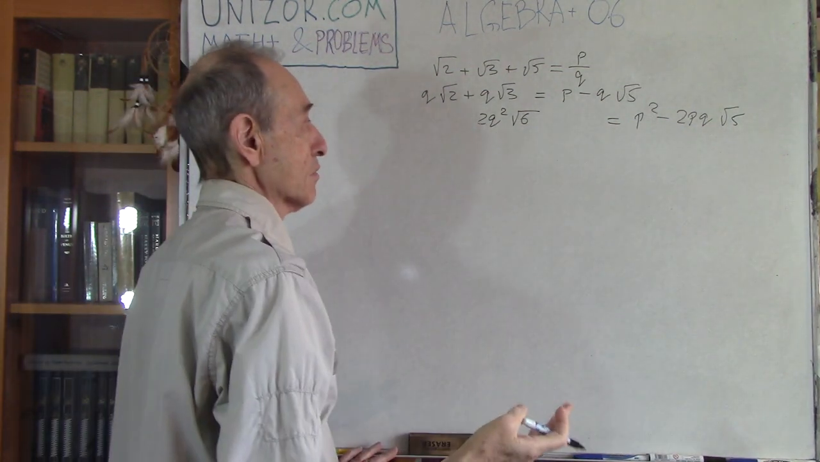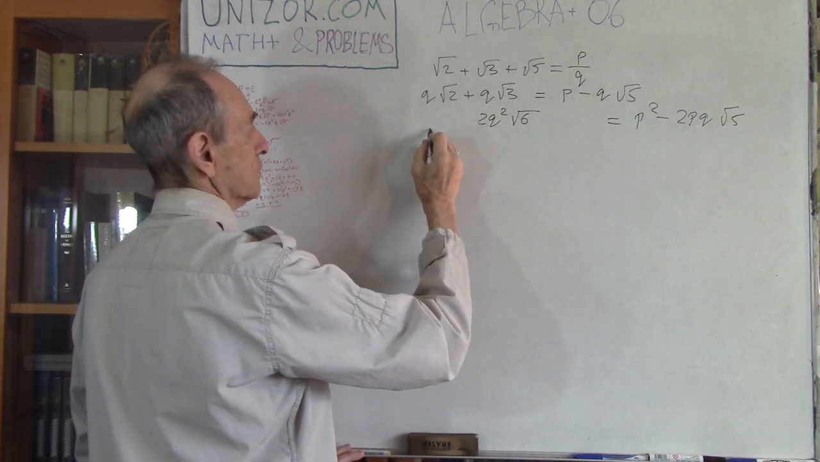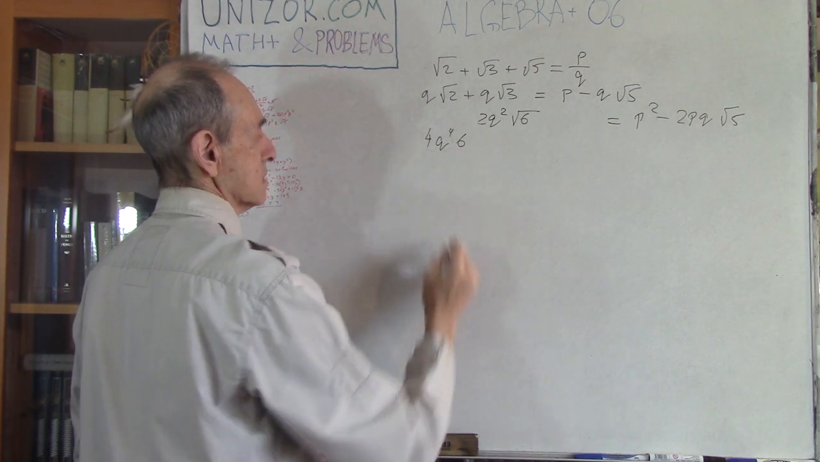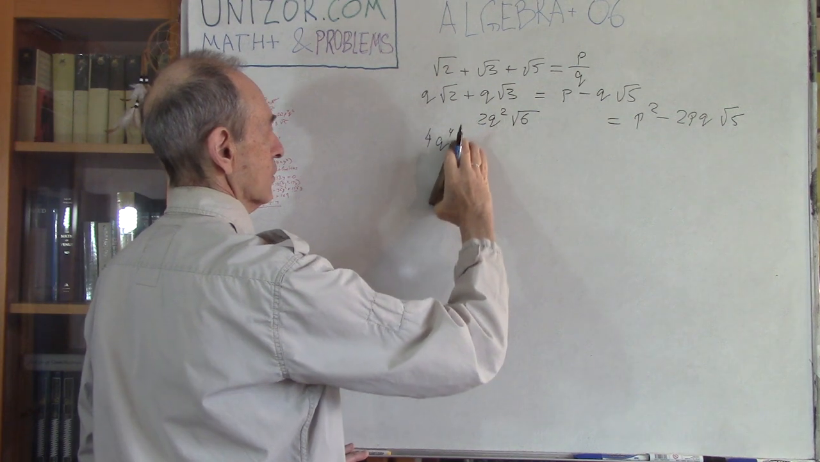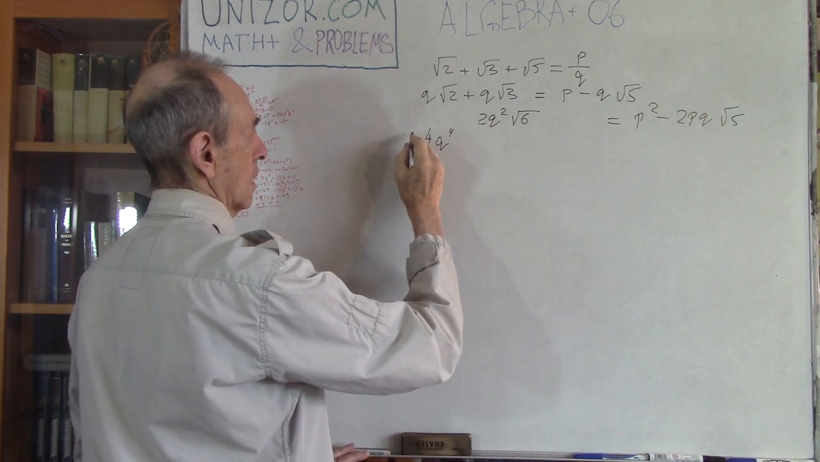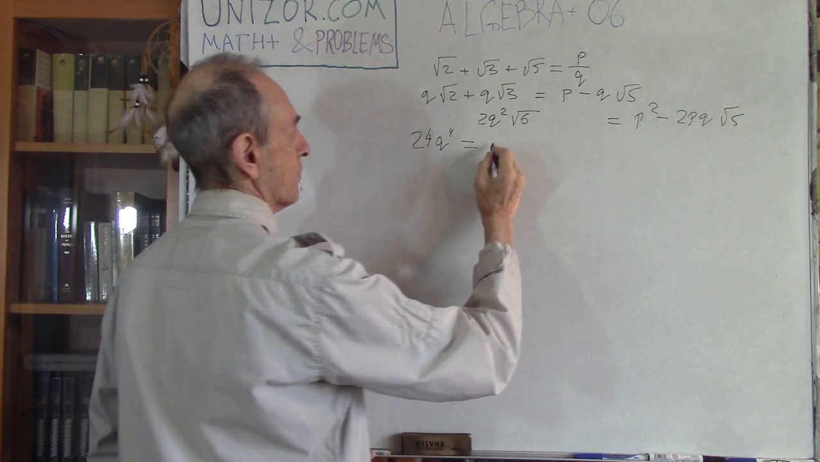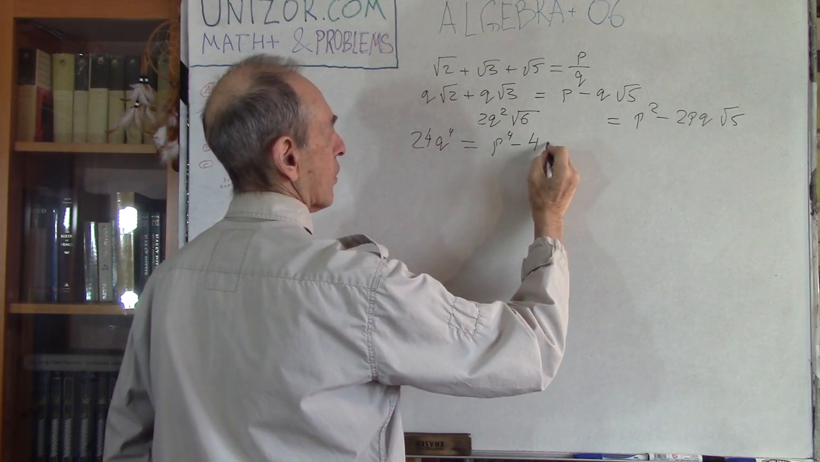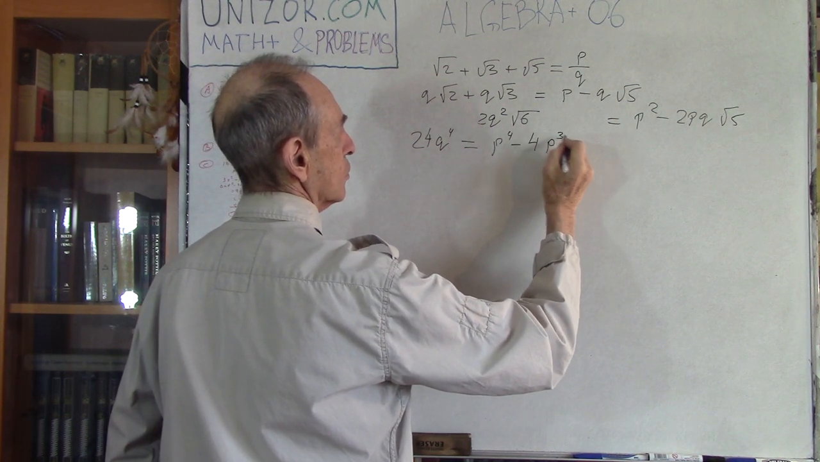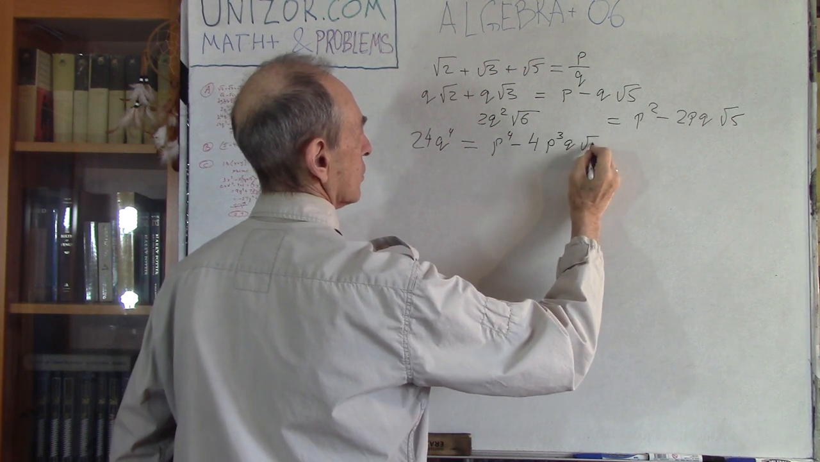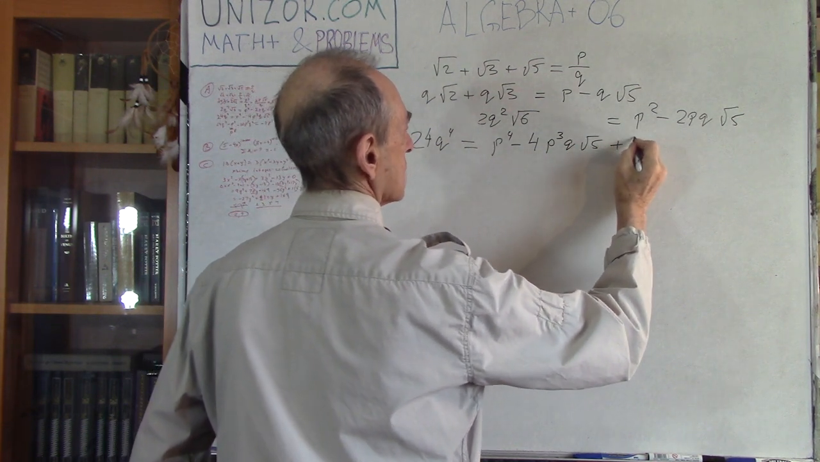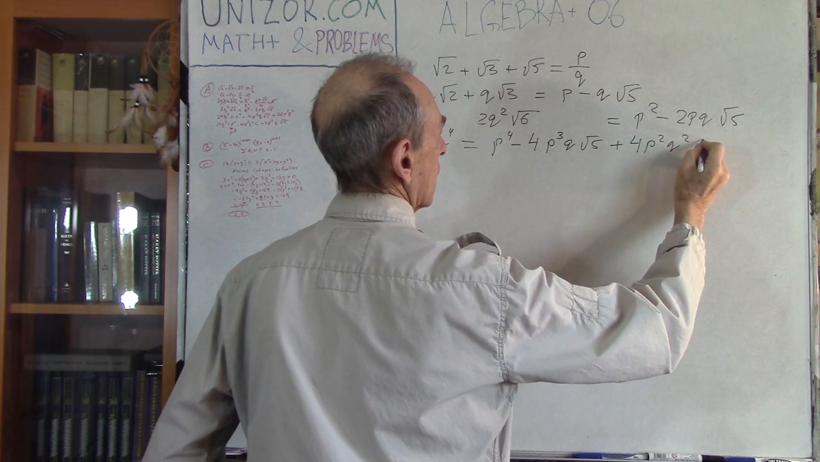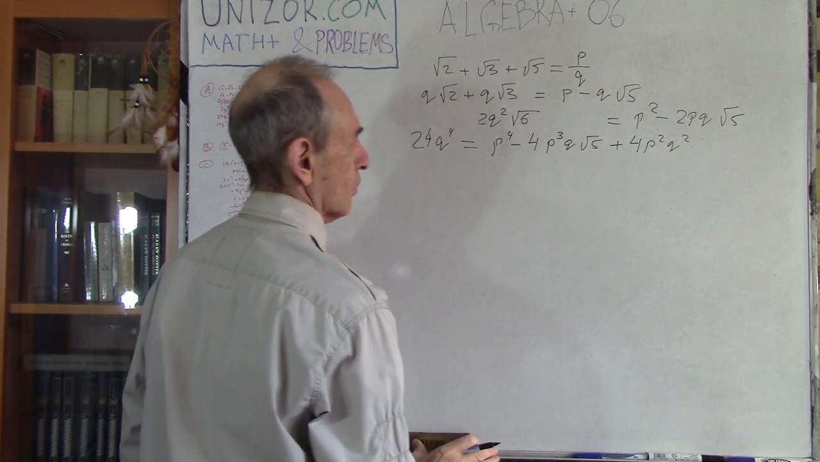Well, I will square it again, so I will have 4Q to the fourth times 6, so I can put 24, equals P to the fourth minus 4P cubed Q square root of 5 plus 4P squared Q squared times 5, so it's 20.